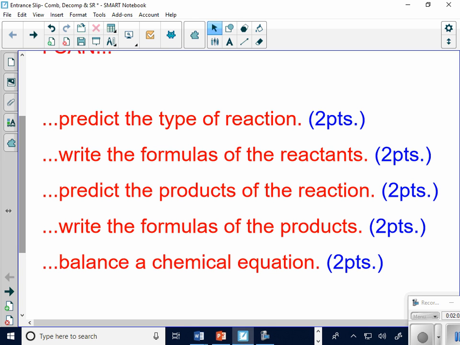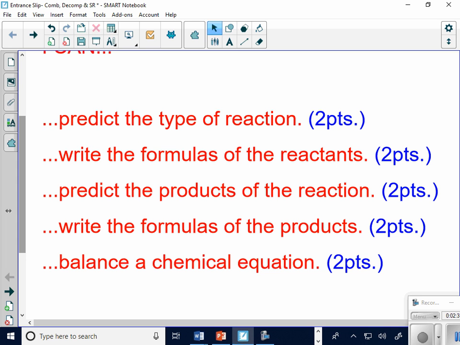The third objective, predict the products of the reaction. That's our whole gig here, folks. We're doing reaction predictions. So we not only need to predict what's going to happen for 2 points, but also write the formula of the products for 2 points. Finally, we balance the chemical equation. That's worth 2 points.